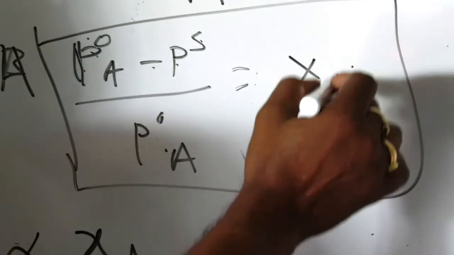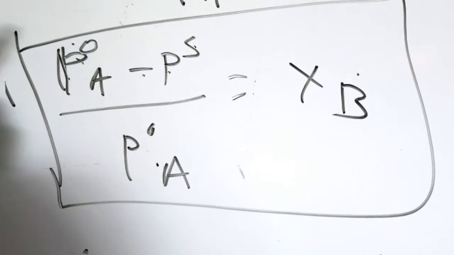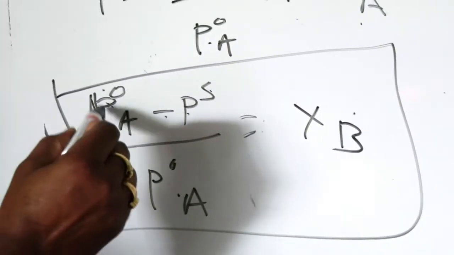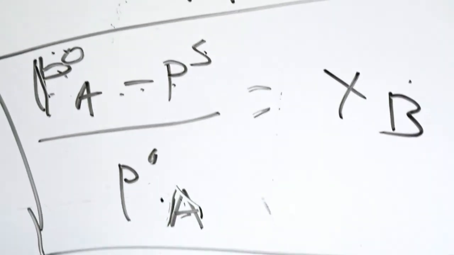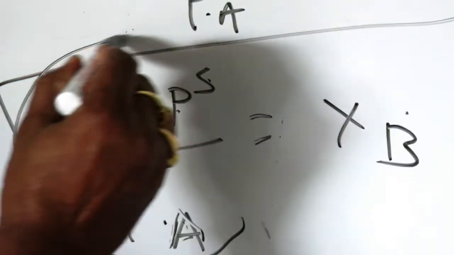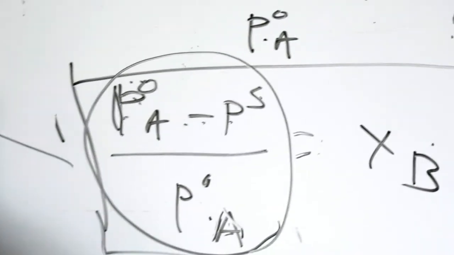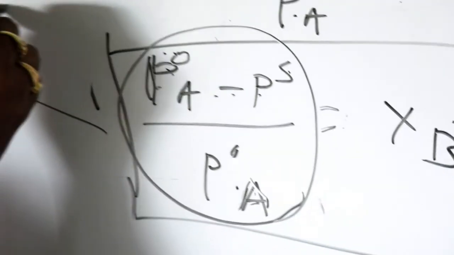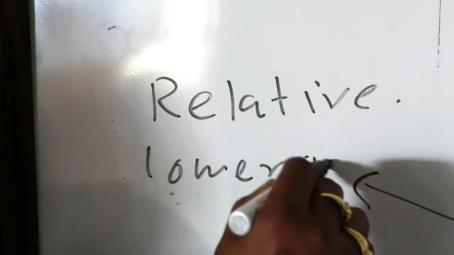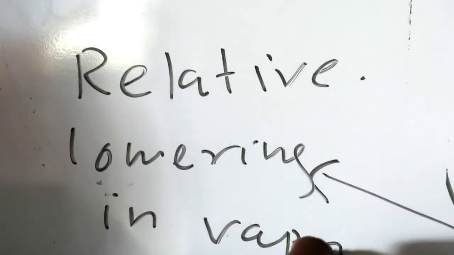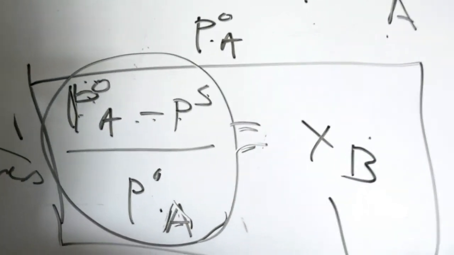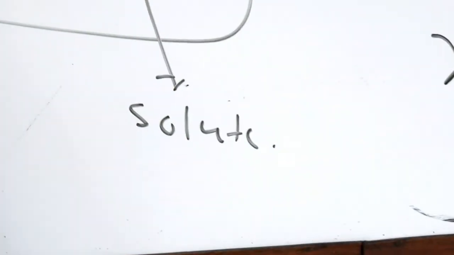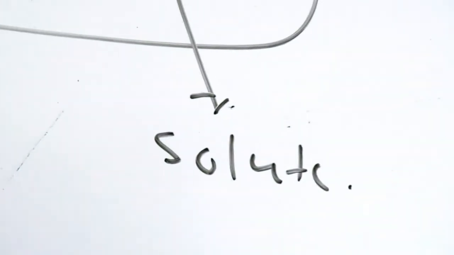So here it will be Xb. Xb is the mole fraction of the solute. Here P0A minus Ps means the lowering in vapor pressure with respect to the original vapor pressure in the pure state. This is known as relative lowering in vapor pressure, which is equal to the mole fraction of the solute. Xa is for the solvent, Xb is the mole fraction of the solute.